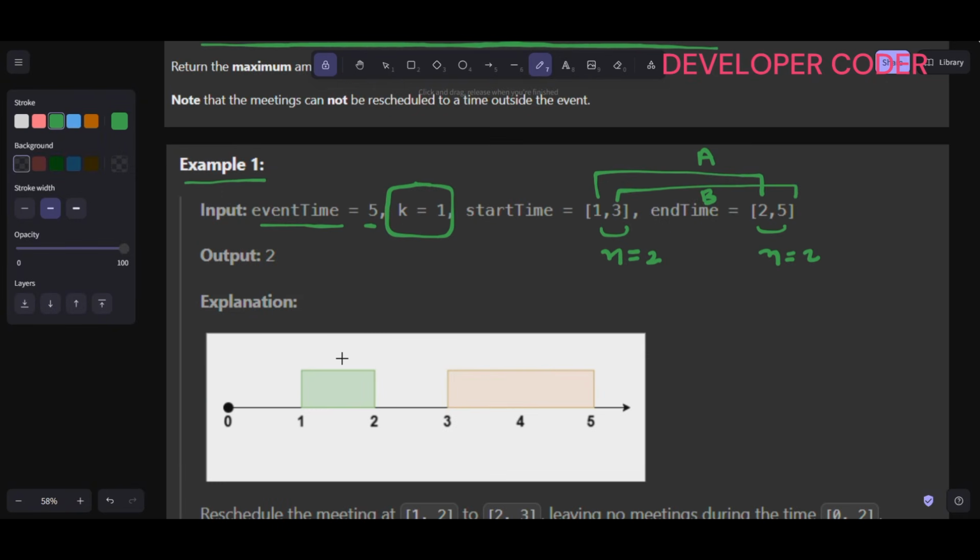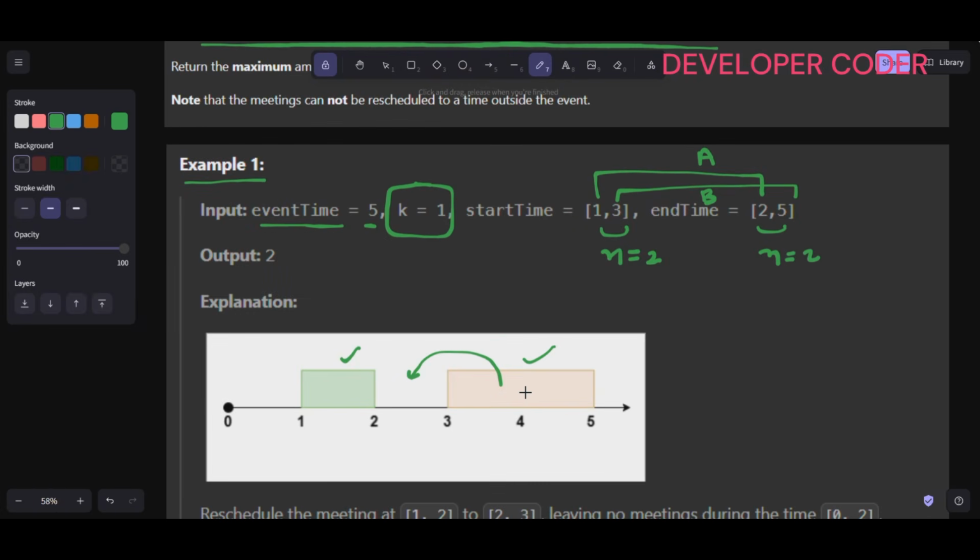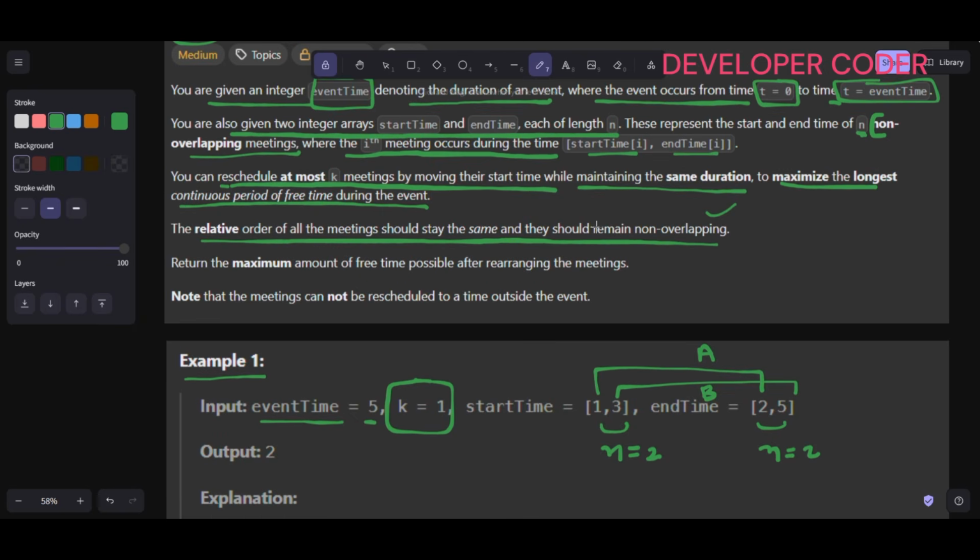So here green comes then yellow, so this order should be maintained. Even if I'm changing, let's say, the position of this to here, like 3 to 5, now let's say it becomes 2 to 4. I can reschedule at most one. So let's say I reschedule this one, but the order should be maintained, first green then yellow. And I have to make sure that they remain non-overlapping. We have to return the maximum amount of free time possible after rearranging the meetings.